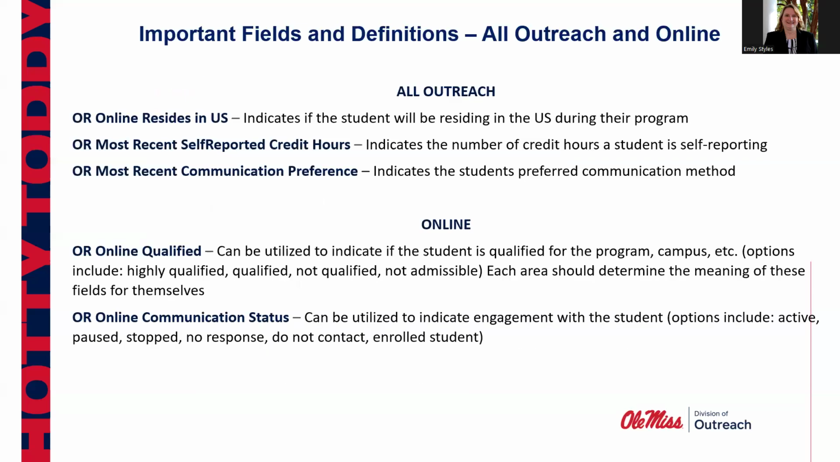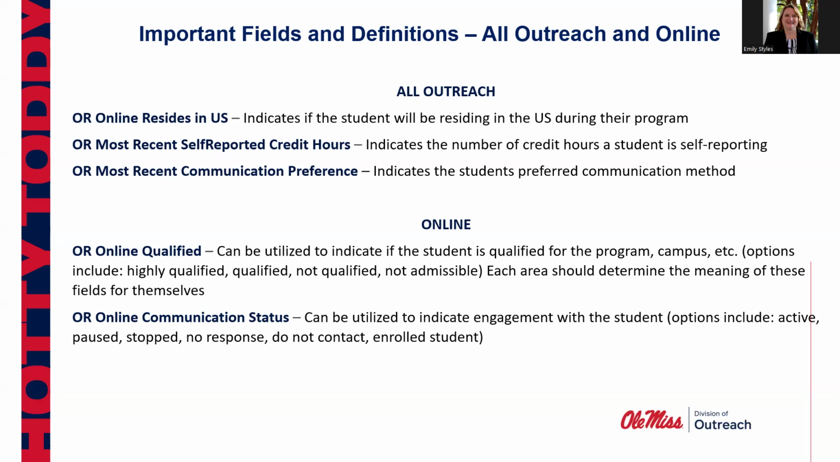So the next thing that I want to talk about is important fields and definitions. Each of the areas do have some fields unique to them, and so I've laid them all out here with definitions. We have got 3 fields that all of Outreach utilizes, which includes a field where students can indicate if they're going to be living or residing in the US during their program, a field where students can report the number of credit hours that they currently have, and a field where students can indicate their preferred communication method.